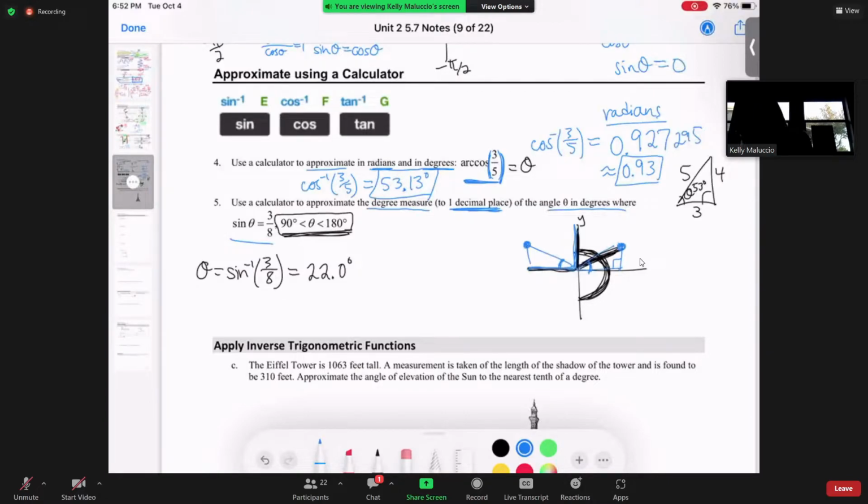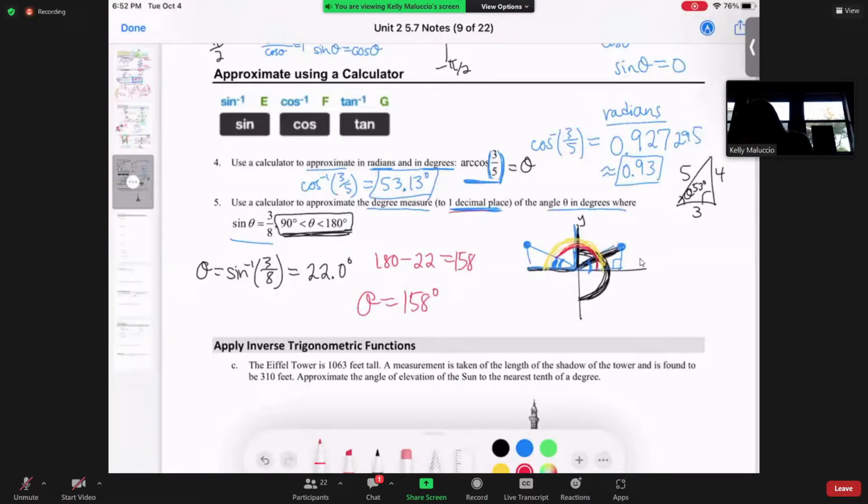And so what I can do to figure out what this whole thing would be is just subtract: 180 minus 22. Oh, look, now we got a rainbow here. 180 is this whole thing. This is 22, and the red I just subtract, right? So I'm going to do that. And what should I get? 158. So theta is about 158 degrees.